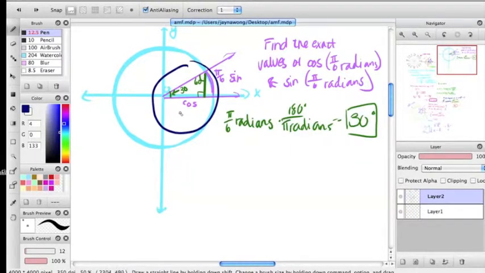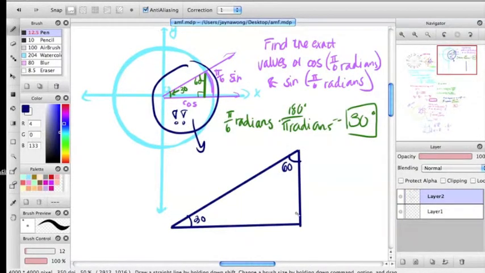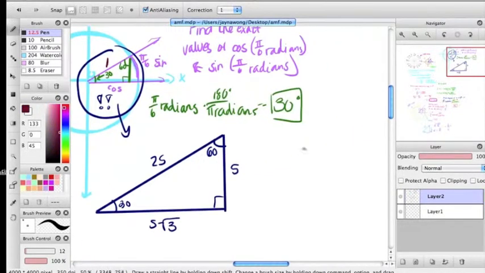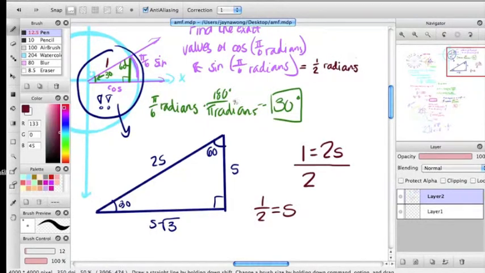So if we draw in the right triangle, oh, what's this? It's a 30-60-90 triangle. In a 30-60-90 triangle, the short side is s, the hypotenuse is 2s, and the long side is s root 3. Using these relations, we can say that 1 equals 2s. If we divide by 2, 1 over 2 equals s, which means that sine is 1 over 2.